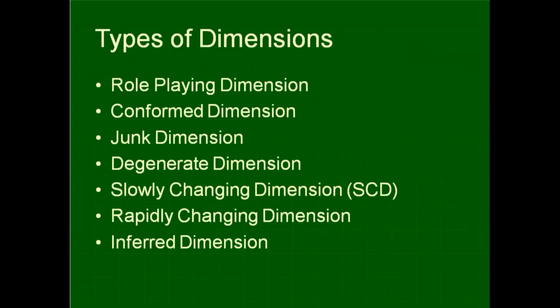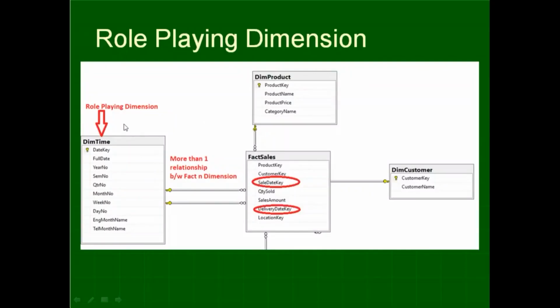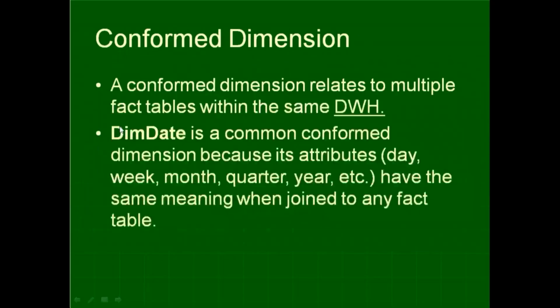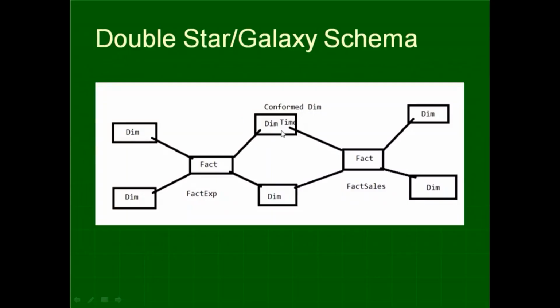Slowly changing dimension. Okay. So tomorrow we'll talk about rapidly changing dimension, and very, very important: slowly, rapidly, inferred. These three I will discuss tomorrow. And if you have any questions, you can ask. Today we completed role playing and we confirmed what is the role playing. If any dimension table and fact table have more than one relationship, the dimension table is called a role playing dimension.